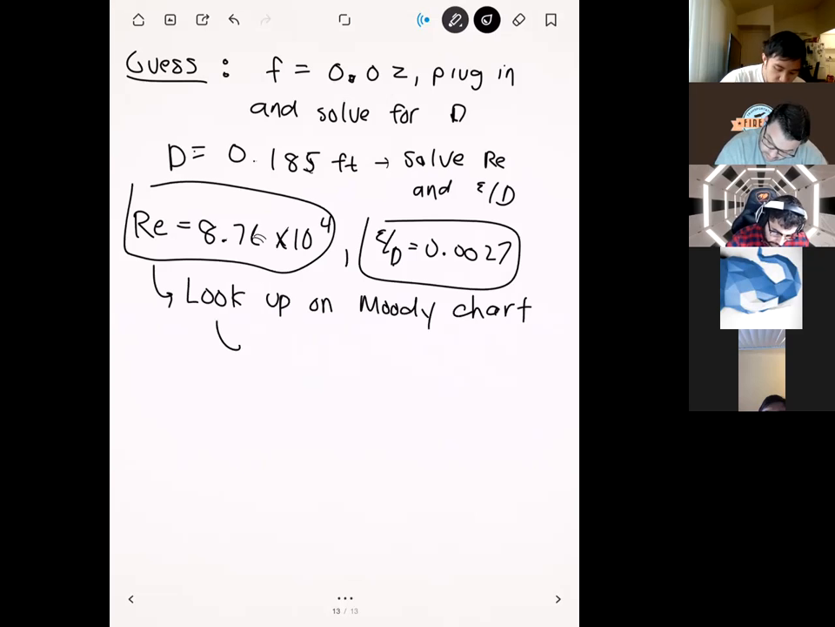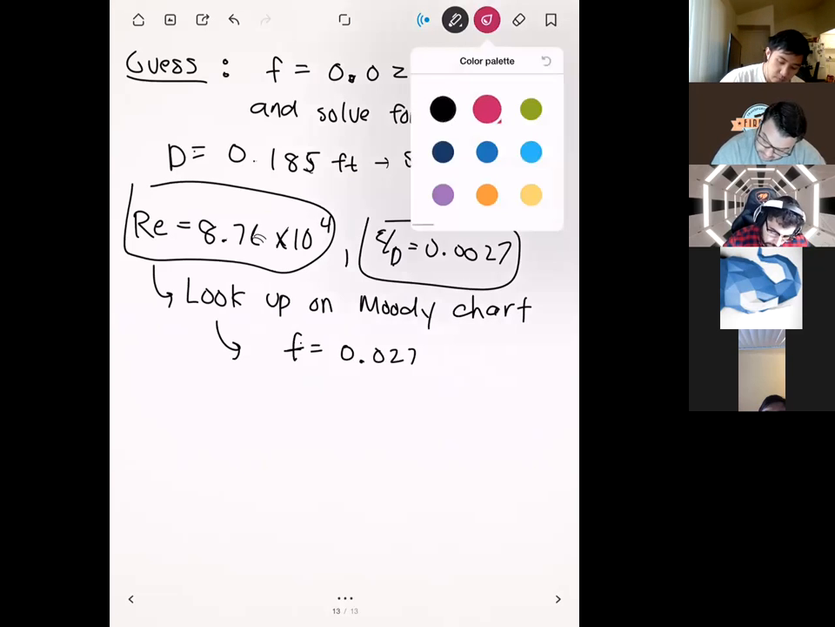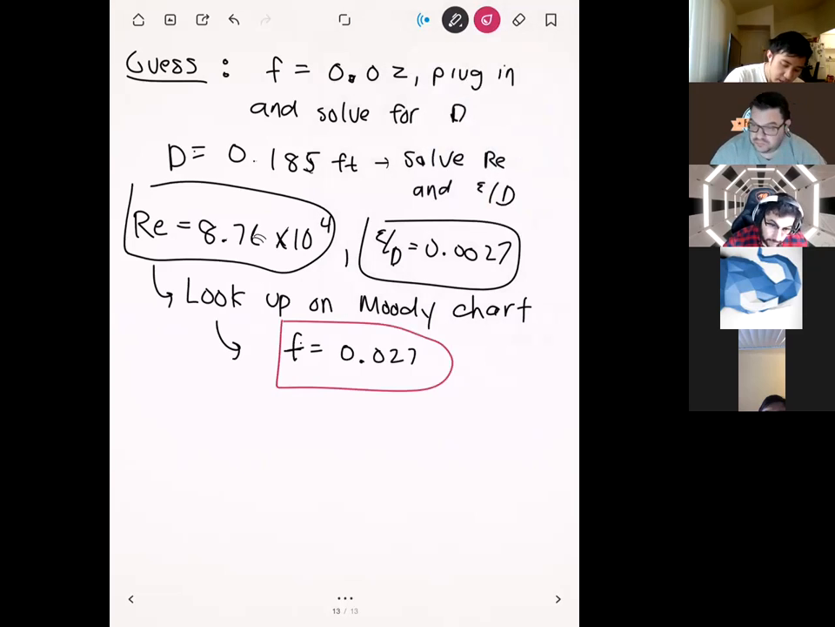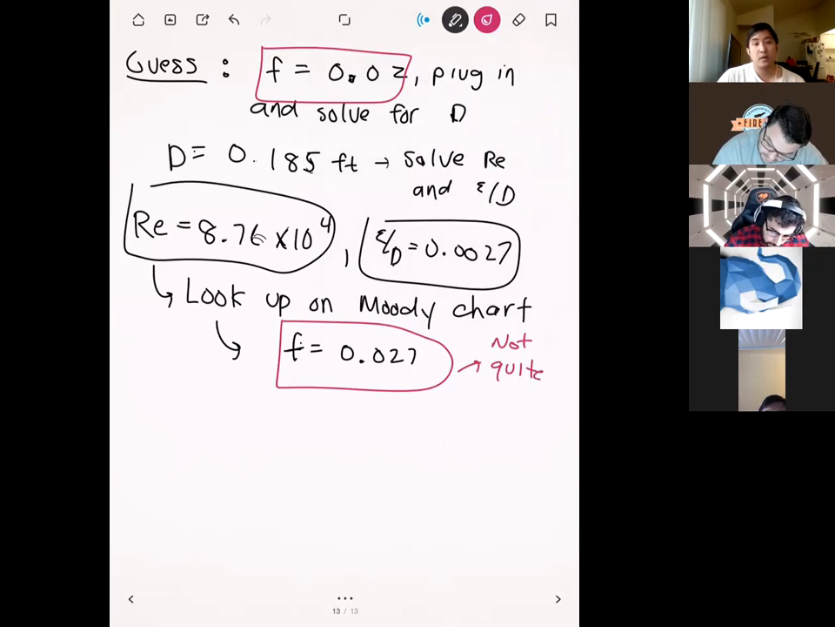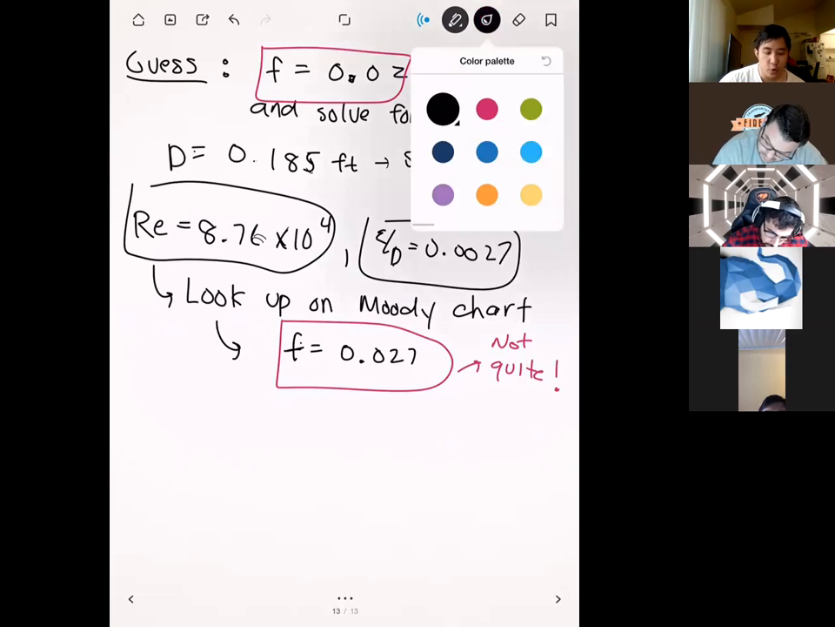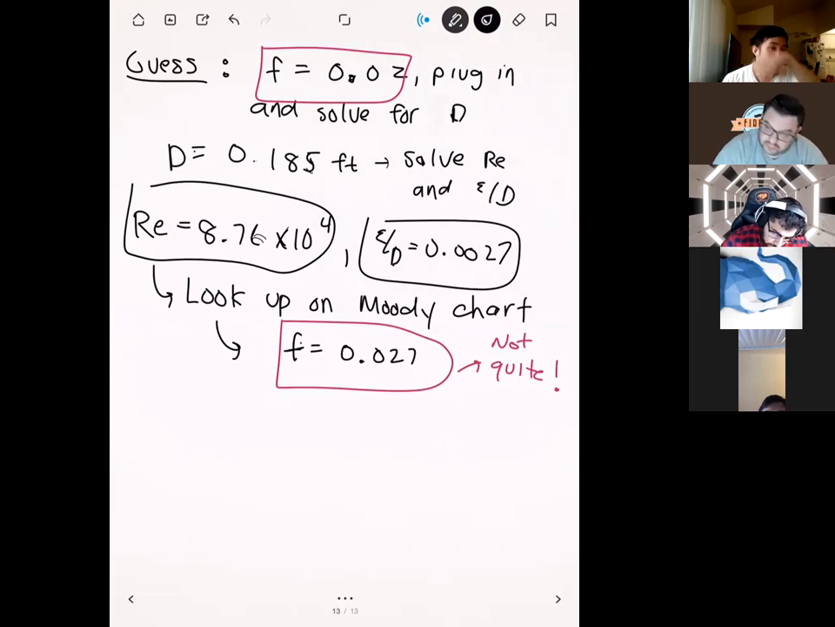Okay. And so from the Moody chart, if we look up on these coordinates, what we get is an F of 0.027. And so if we compare this F to the one that we guessed, we can see that we're quite a bit off. All right. And so what we need to do now is a second guess and then check our answer from that.